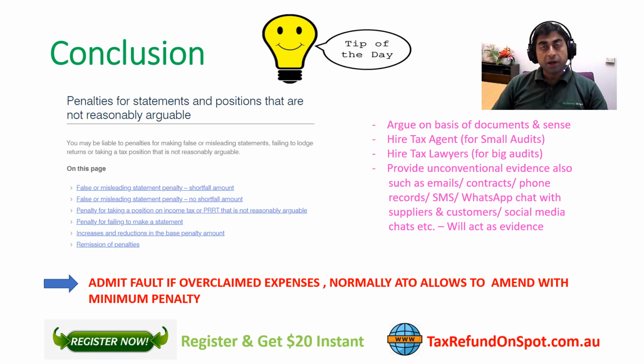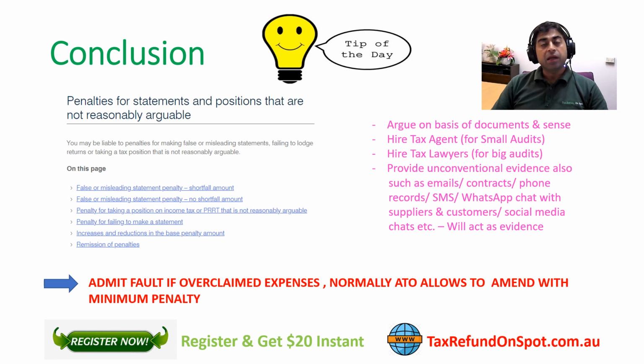So if you do not have it, just admit your fault, say it was an error and it was an oversight. I was having some documents, but now I've lost them, whatever is your case, and then accept your fault that it was a mistake on your side, right?